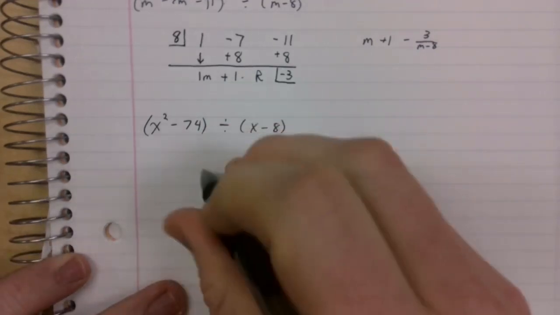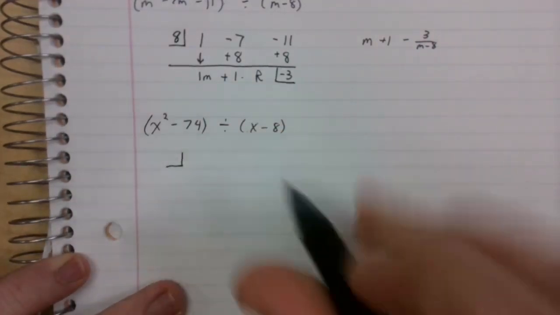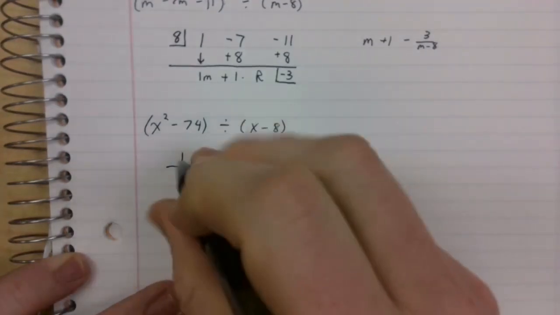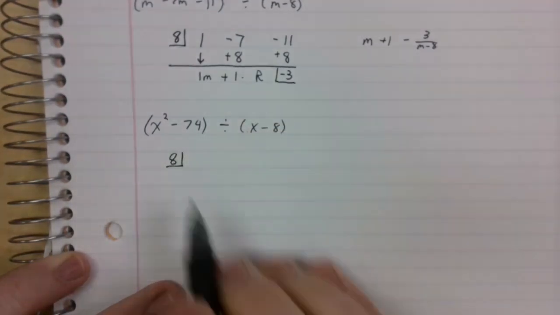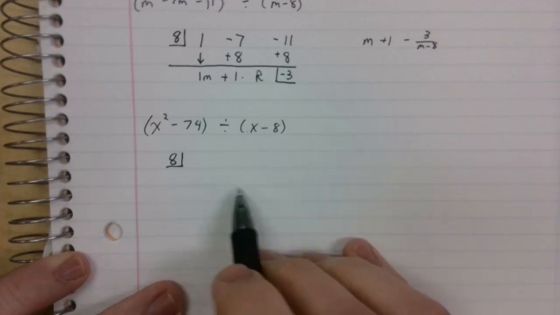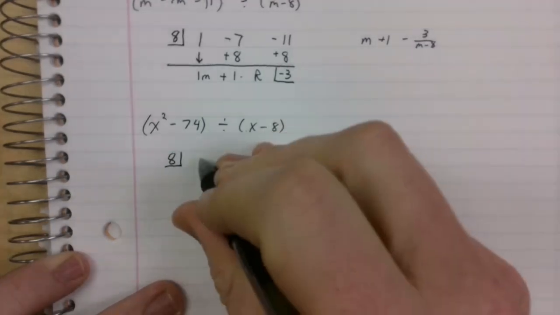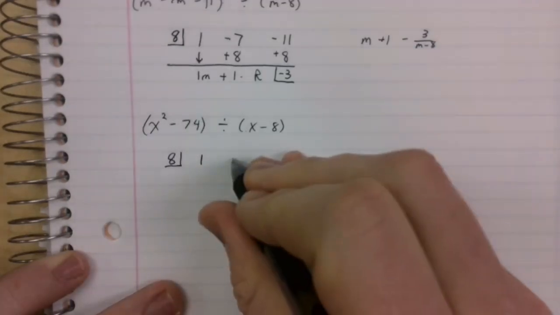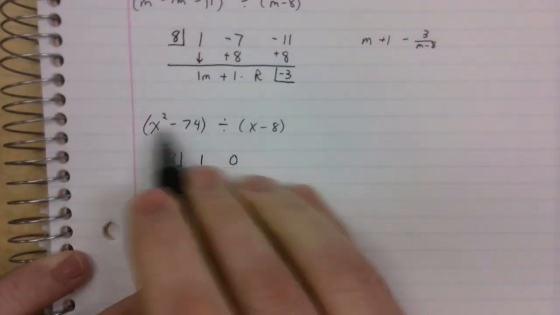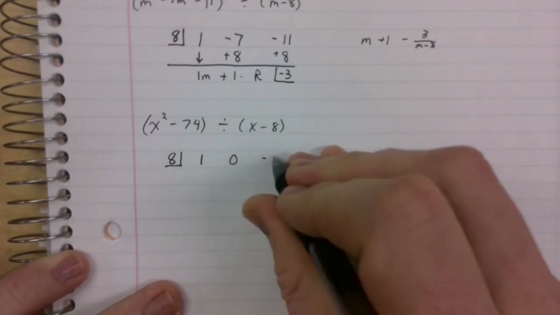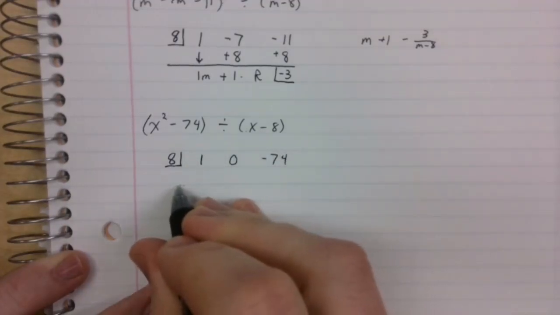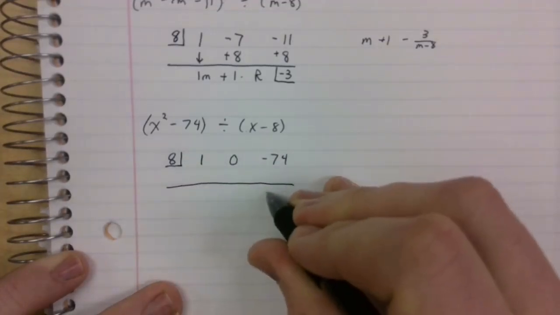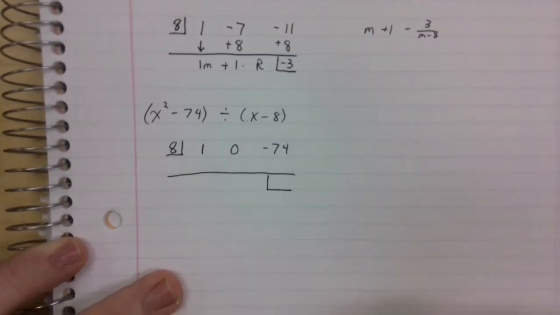So here I'm going to set up my box. What makes x minus 8 equal 0? Positive 8 again. Just a coincidence. Now I'm going to do my coefficients. The coefficient of x squared, there is 1 x squared. The coefficient of x, there is 0 x. The constant term, negative 74. I draw my next line, and I create the box there at the end.